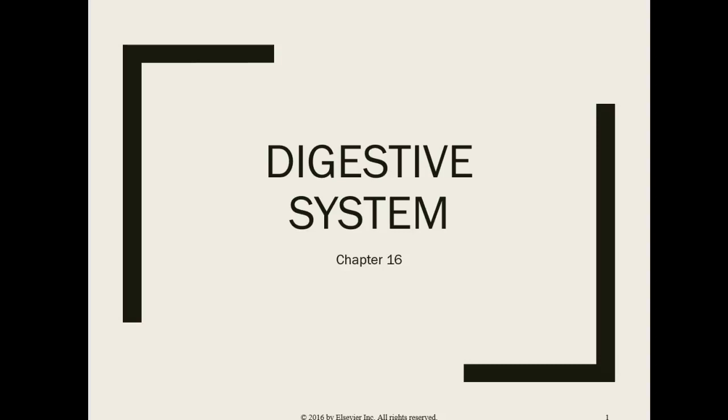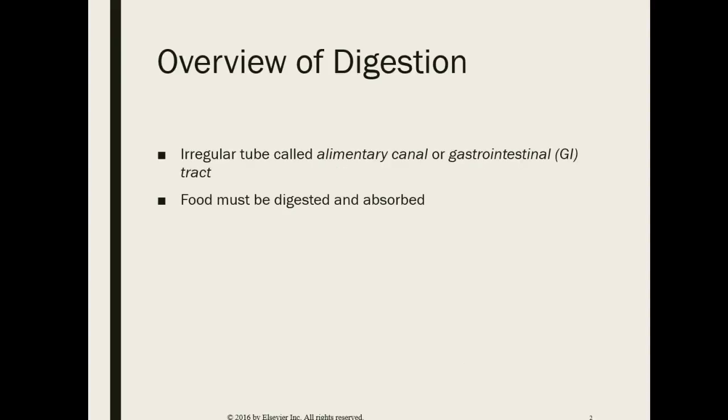This lecture is going to cover Chapter 16, which is the digestive system. So to start with a little overview of digestion, the system itself is going to be composed of an irregular tube called the alimentary canal or the gastrointestinal tract or the GI tract. So this is basically a long hollow tube that extends from the oral cavity or the mouth through the entire abdominal cavity to the anus.